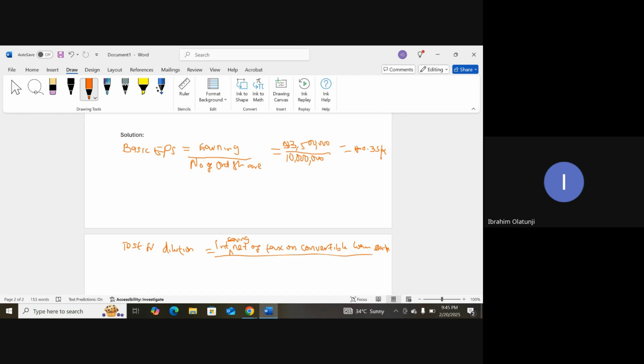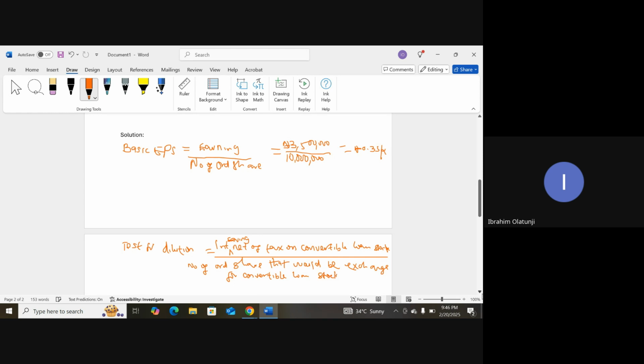And you said I didn't give you this yesterday. You gave us just the other one. Okay, all over the number of ordinary shares in basic EPS plus the number of ordinary shares that will be a change for convertible loan stock.